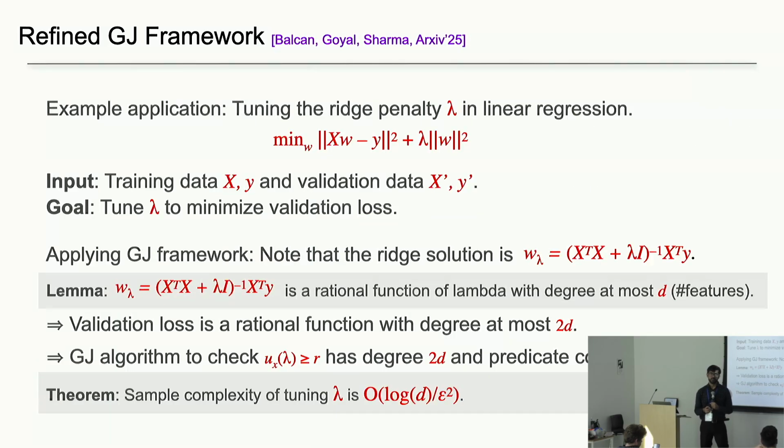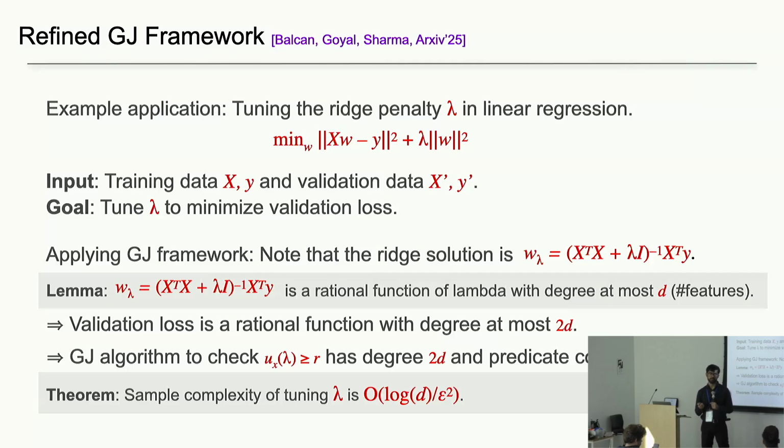A nice example of this is linear regression with a ridge penalty. You have a regularization strength in linear regression, and you want to tune your lambda hyperparameter to minimize validation loss. When you apply this GJ framework, you know that the ridge solution has a nice closed form. If you analyze this closed form, you can express it as a rational function where you can bound the degree in terms of the number of features, and you can also bound the number of distinct predicates. Well, in this case, the number of predicates is just 1. So you get a bound on sample complexity by using this GJ framework very directly, right?